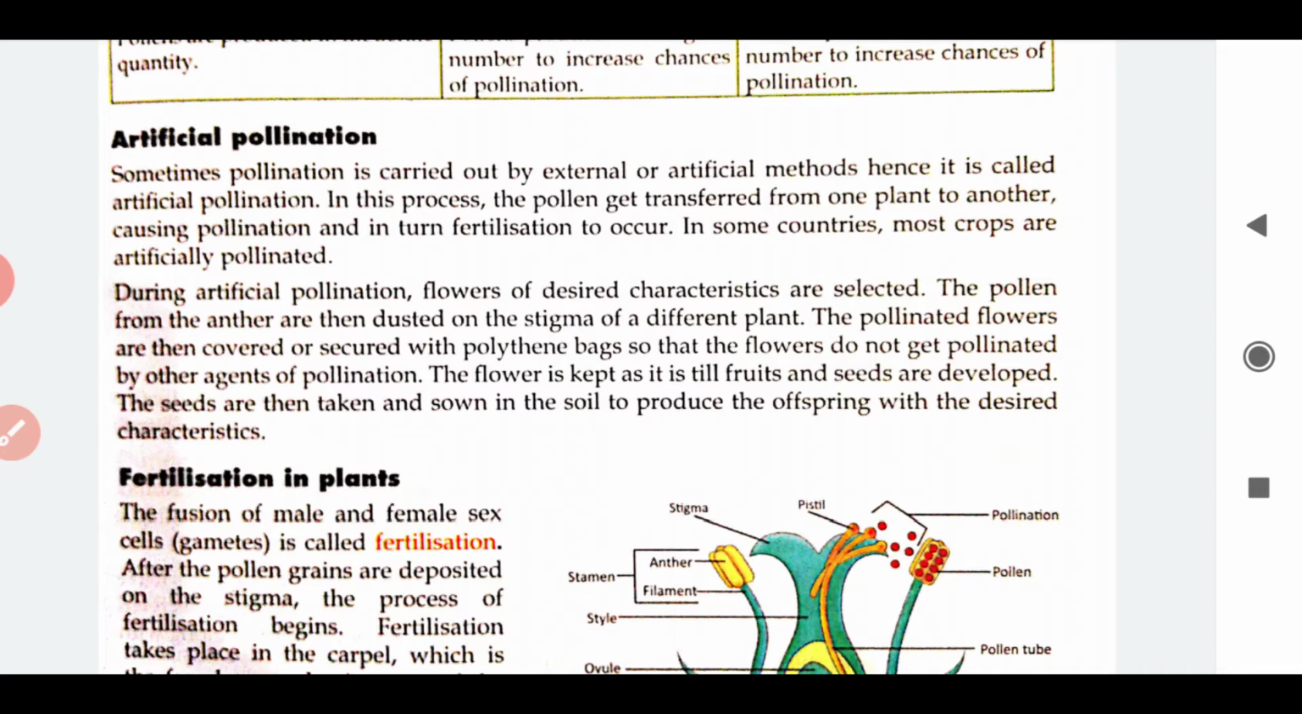During artificial pollination, flowers of desired characteristics are selected, the pollen from the anther is then dusted on the stigma of the different plant. The pollinated flowers are then covered or secured with polythene bags so that the flowers do not get pollinated by other agents.